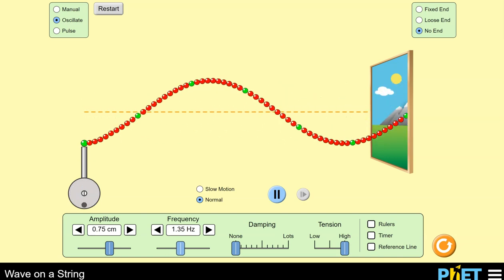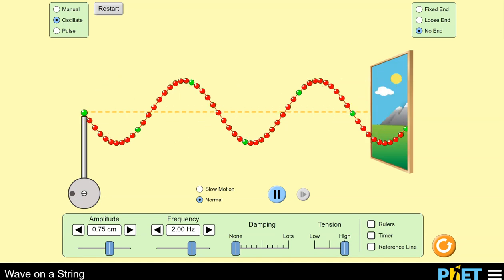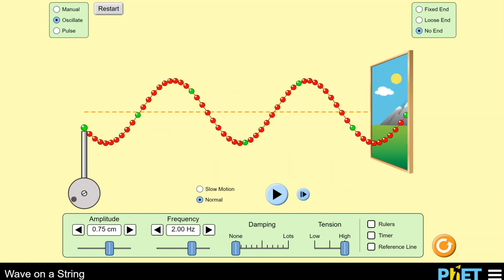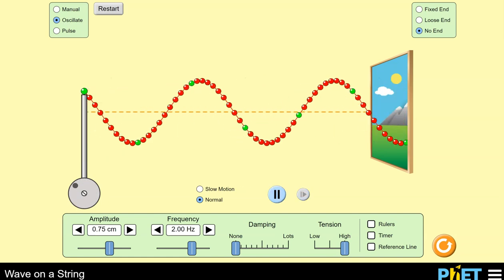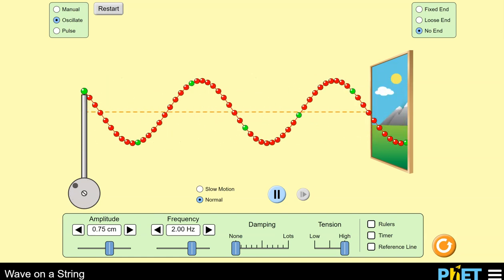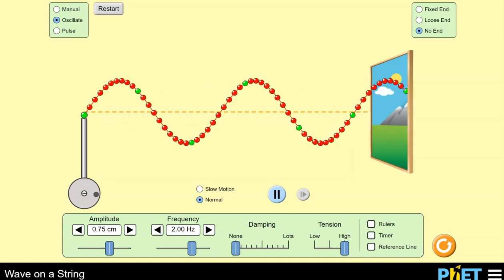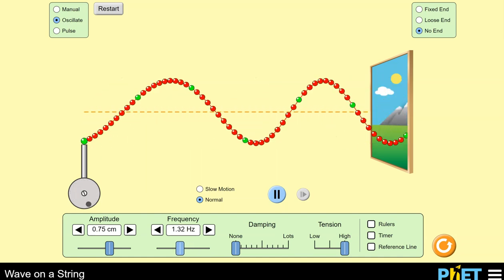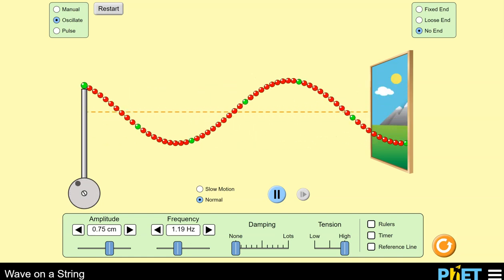If I increase the frequency, say I double it, that wavelength changed. It got smaller. The distance, if we were to measure from the highest bead to the highest bead, that distance got smaller. We could also measure from the lowest bead to the lowest bead. That's fine. Similar to period, we have to measure from one location to the next identical location. Now, what we're seeing here with the string is applicable to all waves. Any one given wave, if we increase the frequency, we see the wavelength get smaller. If we decrease the frequency, we see the wavelength get bigger.